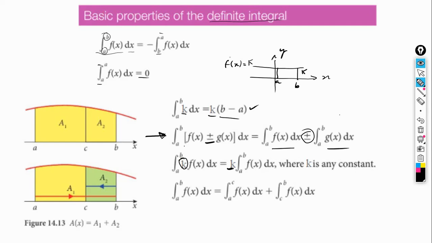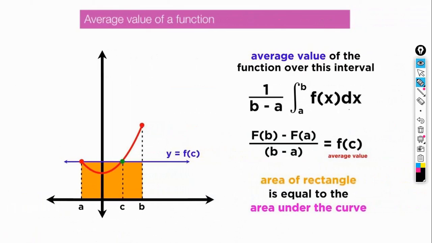If you have a point C in an interval between A and B, then you can say that the integral from A to B of f of x is the same as the integral from A to C plus the integral from C to B. And that just means that we're adding this area plus this area is equal to having the whole area between A and B. Okay, so next we're going to look at something called the average value of a function.